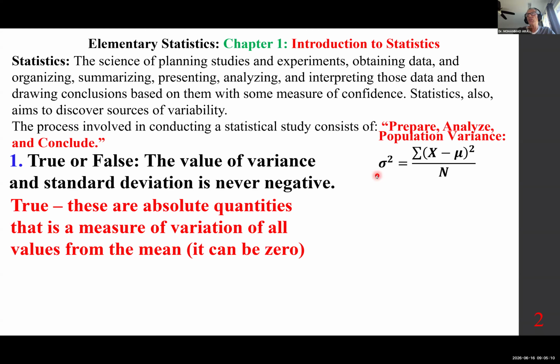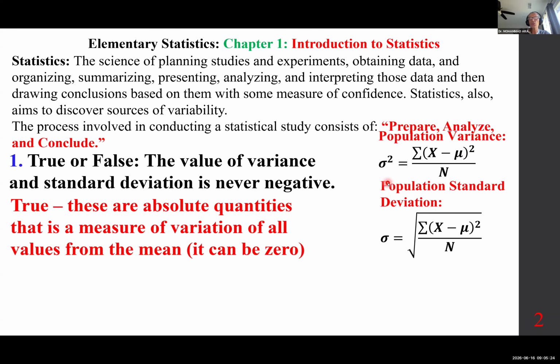For the population, we use sigma squared. Population variance, sigma squared, is summation of x minus mu, quantity squared over N. Mu is the population mean. And that is called the variance. You take a root, becomes the standard deviation. As you can see, x minus mu, whether it's positive or not, makes no difference. When you square it, is positive, and so is N, the number of data.